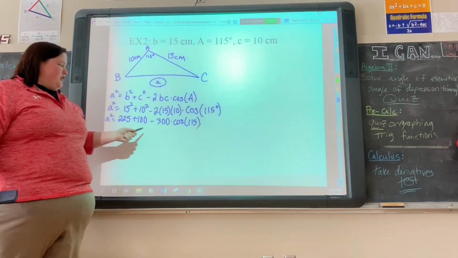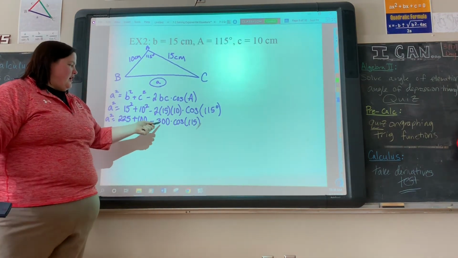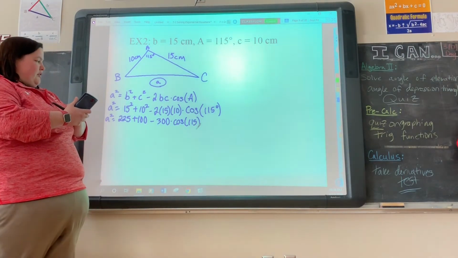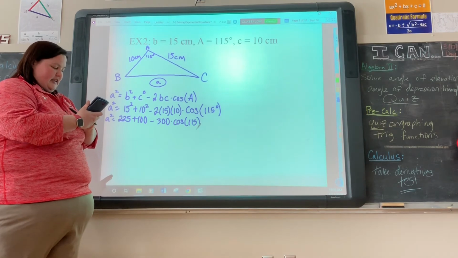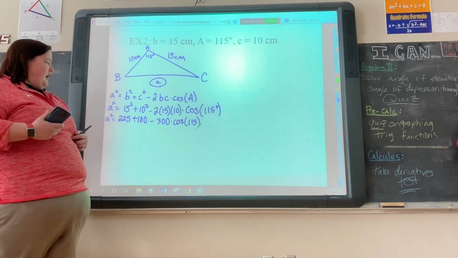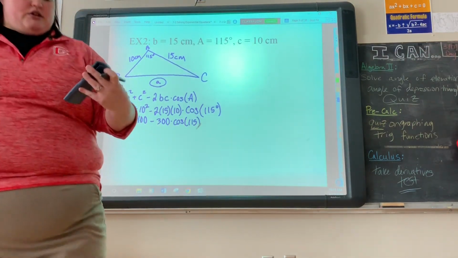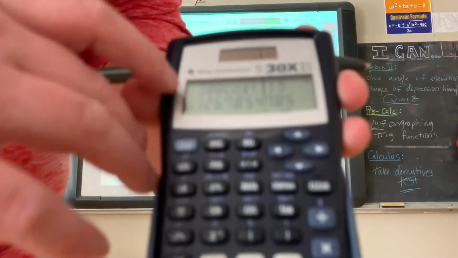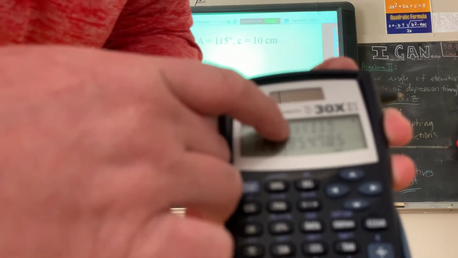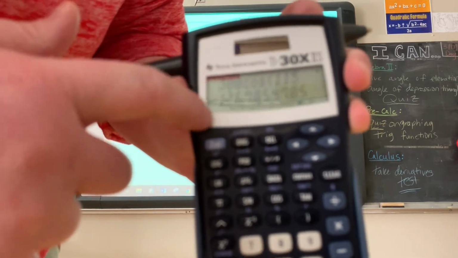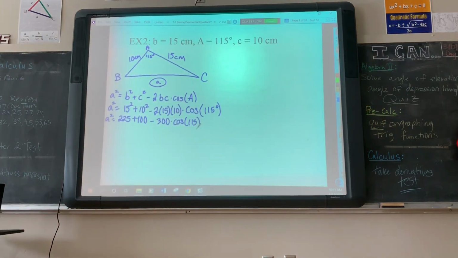So now, what you could do, and what I'm going to show, is go ahead and multiply that out. It's going to be kind of a weird number. I'm going to take 300 times cosine of 115. Now this is where you're going to have to be really careful. When I did that, I'm going to show you my calculator. I just typed 300 times cosine of 115, and I got a negative answer. But there's already a negative there, so I might have to keep both negatives when I write it out, because when you have two negatives, it's going to make a positive. So that's where you have to really watch your signs.